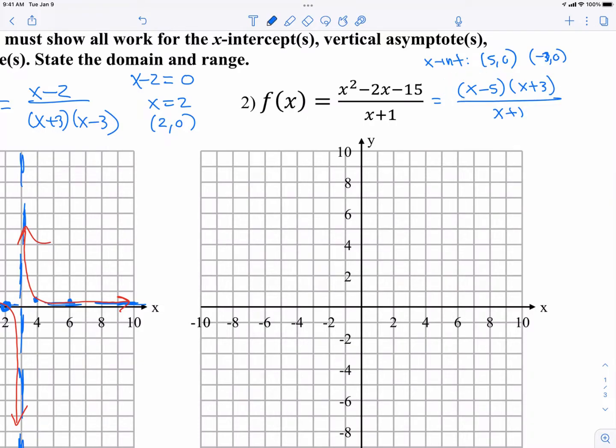All right, I'm going to go ahead and put those on the graph. 5, 0 and -3, 0. Okay, those are our two x-intercepts here.